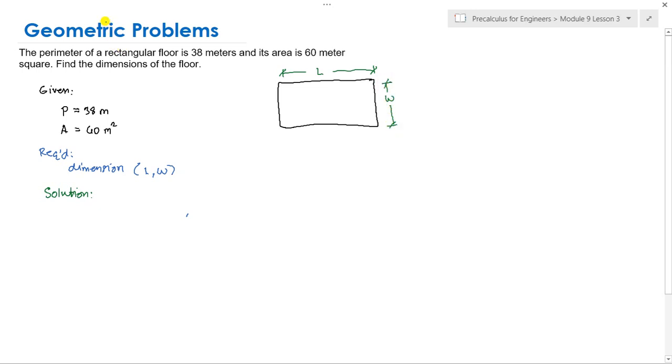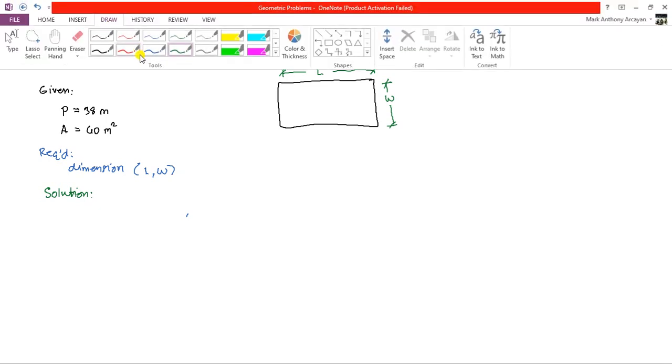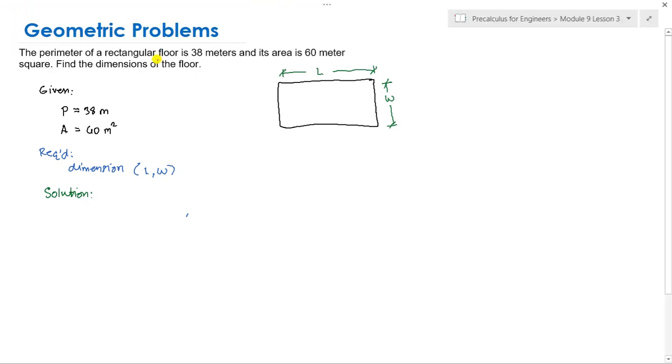So here, since we have the perimeter and area given, maybe we can derive some equations that will relate our length and width with respect to the perimeter and with respect to area. So let's start with the perimeter. For a rectangle, what is the formula for the perimeter, class? P is equal to what?